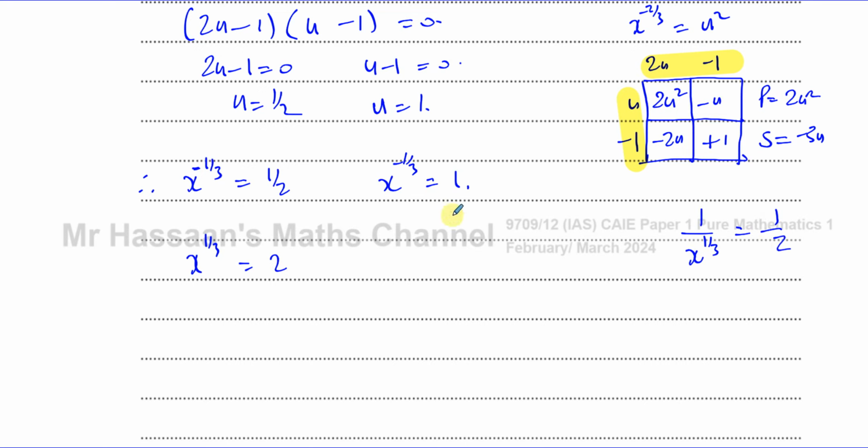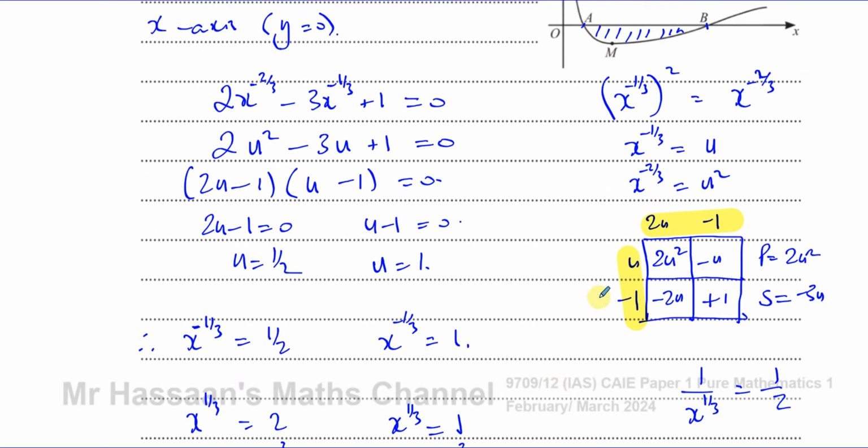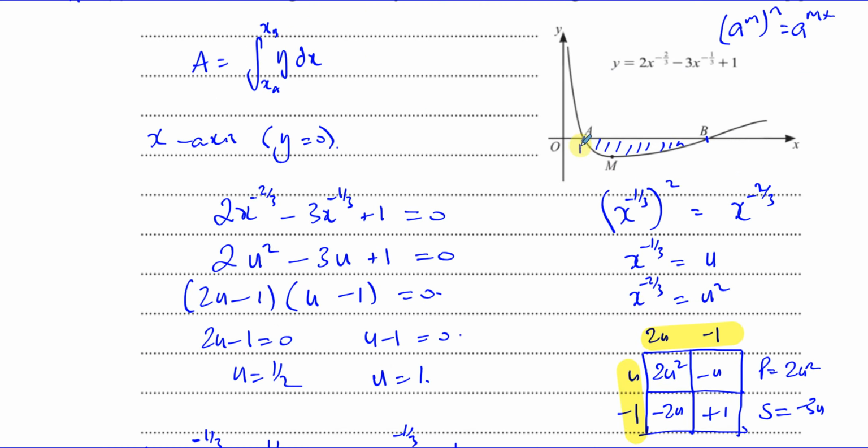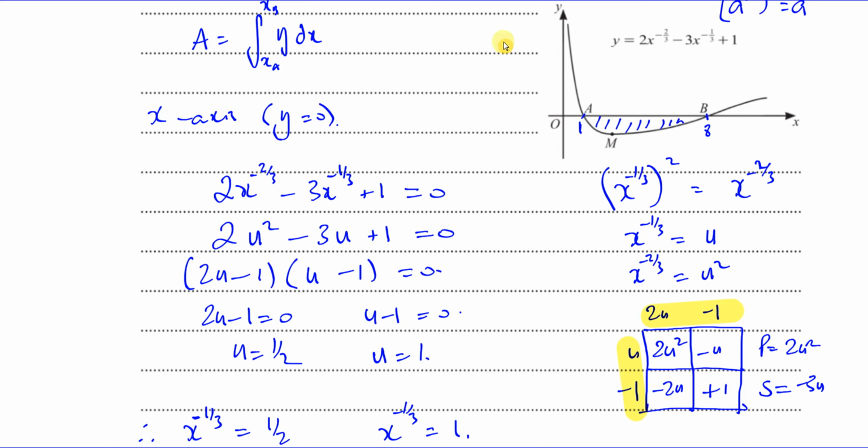Similarly here, the reciprocal of 1 is 1. The reciprocal of x to the power of minus 1/3 is x to the power of a third. So we end up with this. Now, to find x, I need to cube both sides. So x is going to be 2 cubed, and x is going to be 1 cubed. So x is going to be 8, and x is going to be 1. So now I know that the x1 of a is 1, and the x1 of b is 8. So now I have my limits, which I'm going to use for this integral.